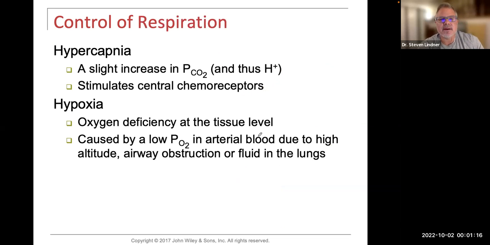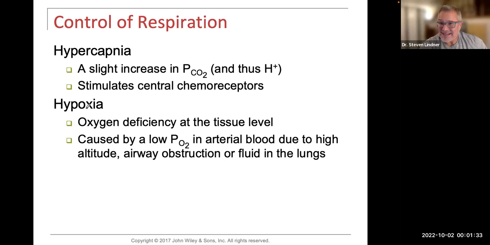So if we have hypercapnia, this is going to be an increase in carbon dioxide and thus also hydrogens, which creates a lot of acidity, and that's going to stimulate central receptors.